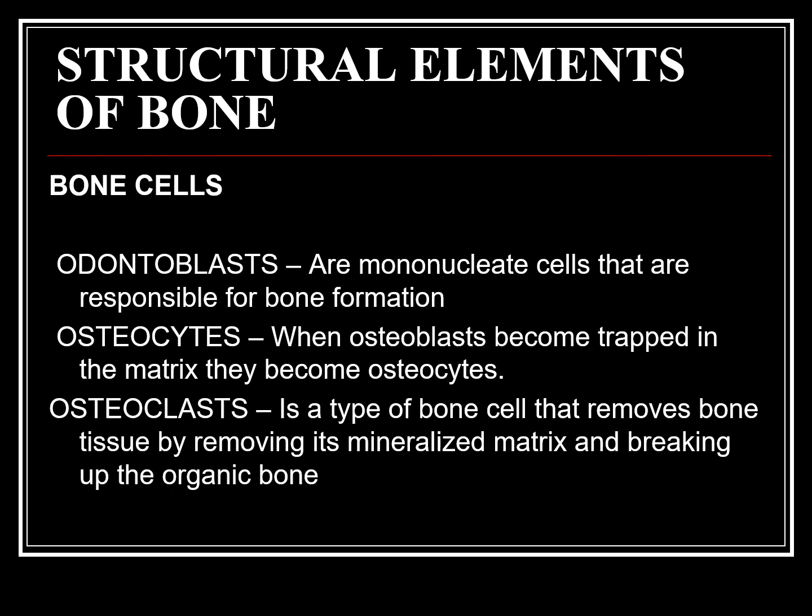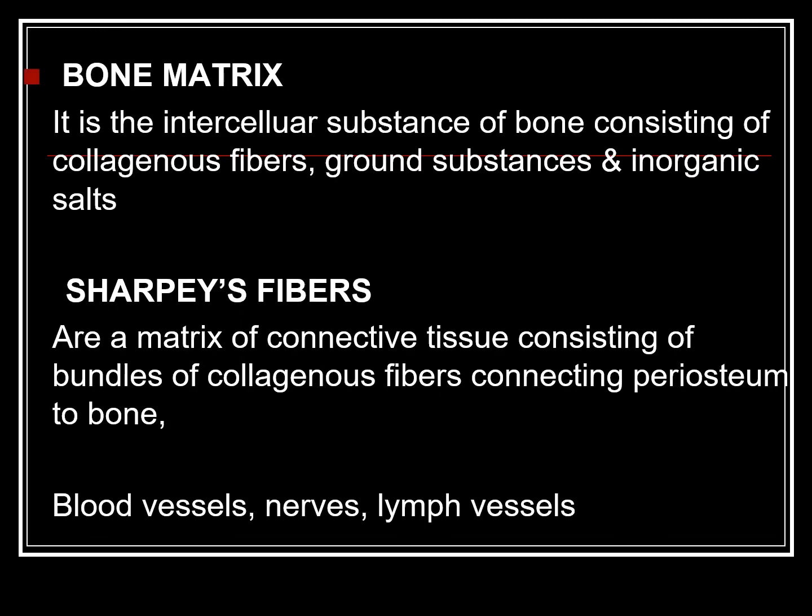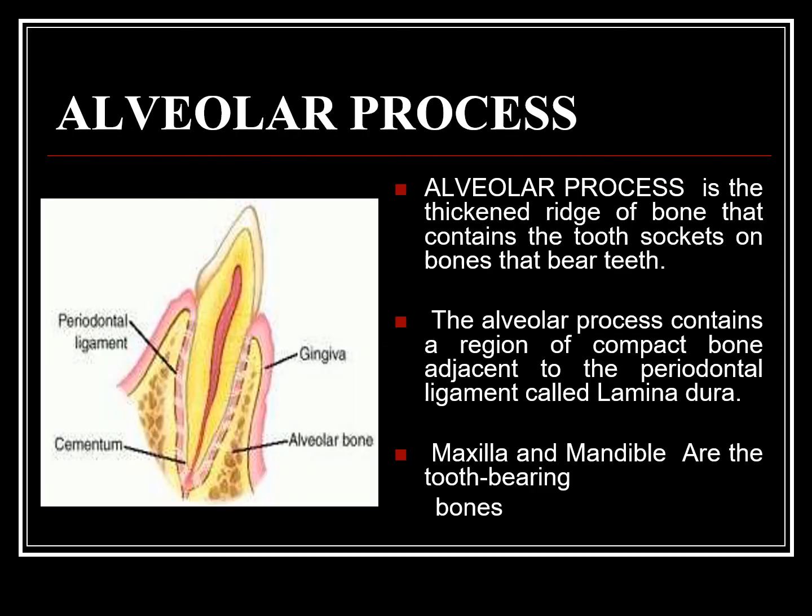Osteocytes: when osteoblasts become trapped in the matrix, they become osteocytes. Osteoclasts are a type of bone cell that removes the bone tissue by removing its mineralized matrix and breaking up the organic bone. The bone matrix is an intercellular substance of the bone consisting of collagenous fibers, ground substance, and inorganic salts. The Sharpey's fibers are the matrix of the connective tissue consisting of bundles of collagenous fibers connecting periosteum to the bone. It is composed of blood vessels, nerves, and lymph vessels. Together, they form the matrix of the bone.